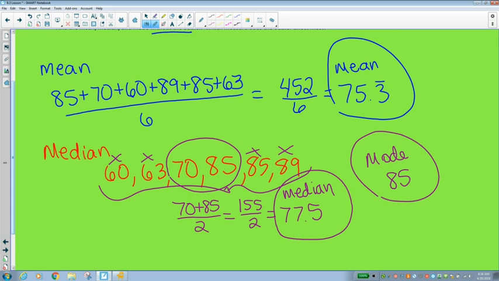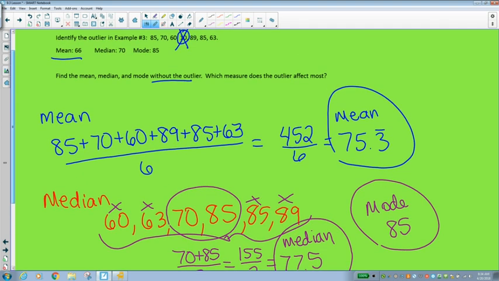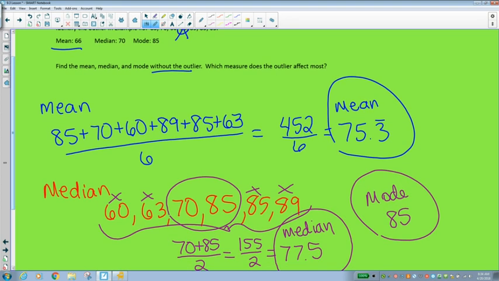Okay, so I found the mean, the median, and the mode without the outlier, but it asked me what measure does the outlier affect most. So I have to compare these numbers to the numbers that I got in example 3, which are up here on the top of the page. So to see which ones are actually the most affected, I noticed mode is not affected at all because the mode matches. Okay? There is no difference between 85 and 85. So there is 0 difference. There's no effect at all on the mode.